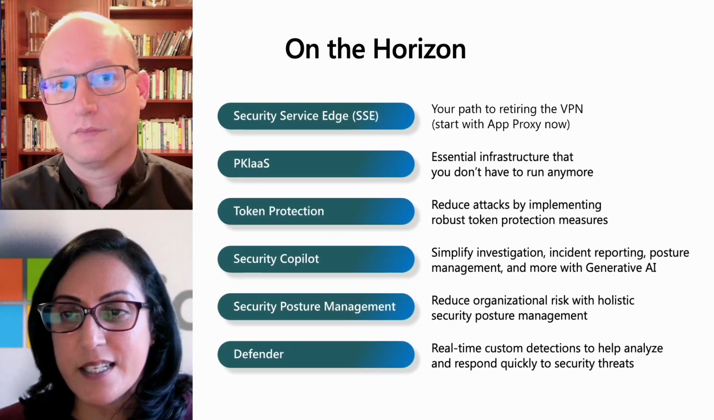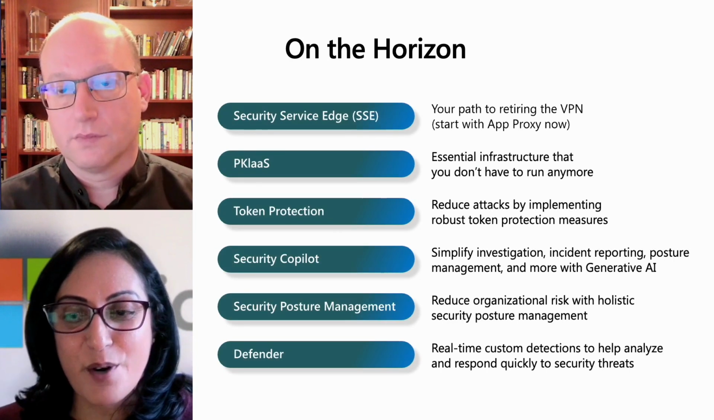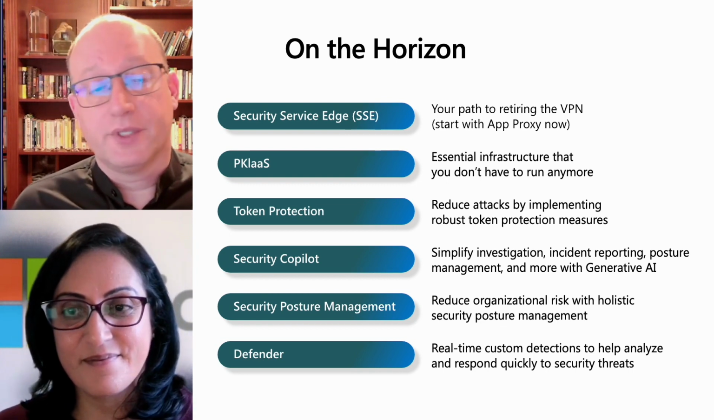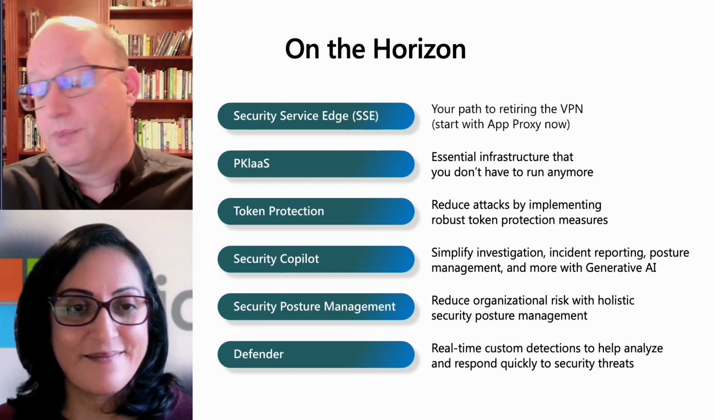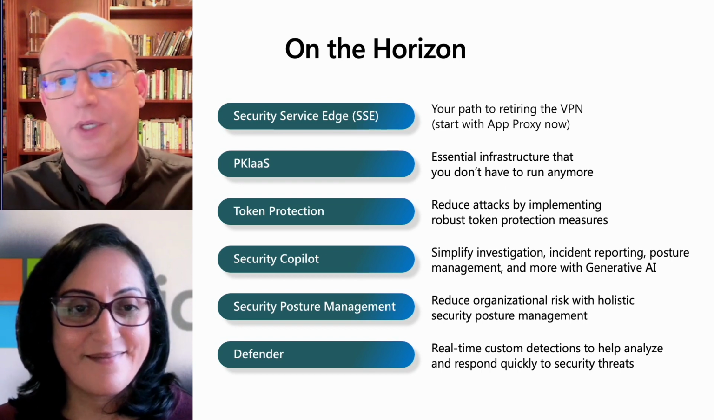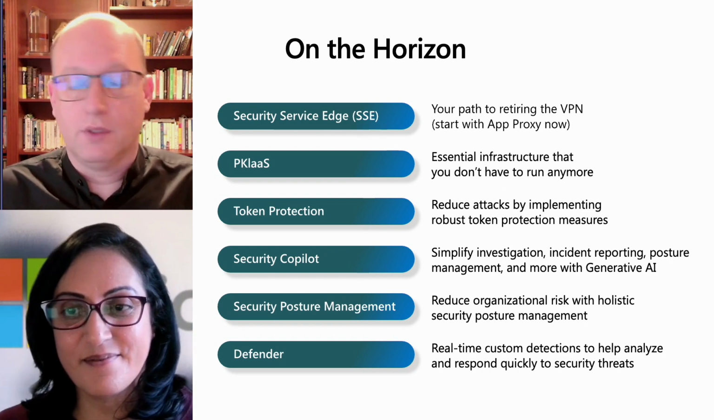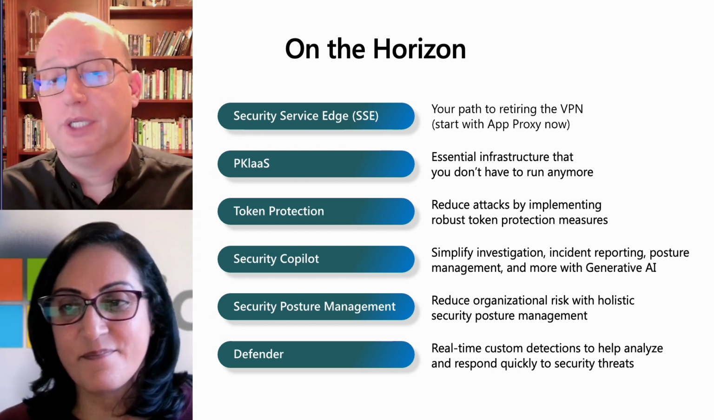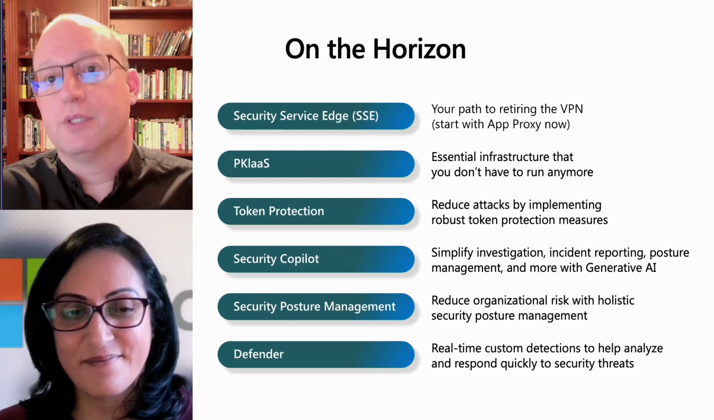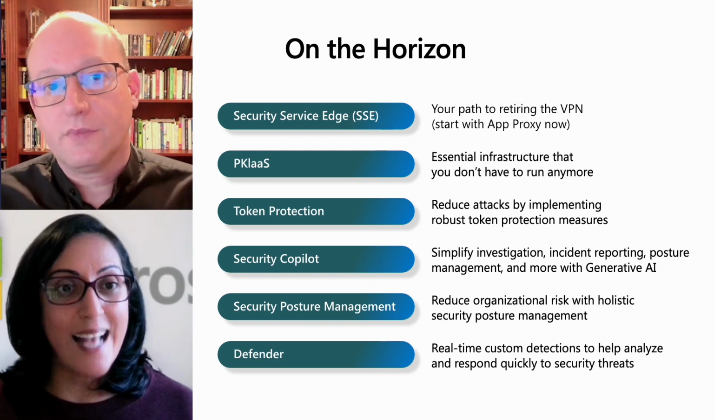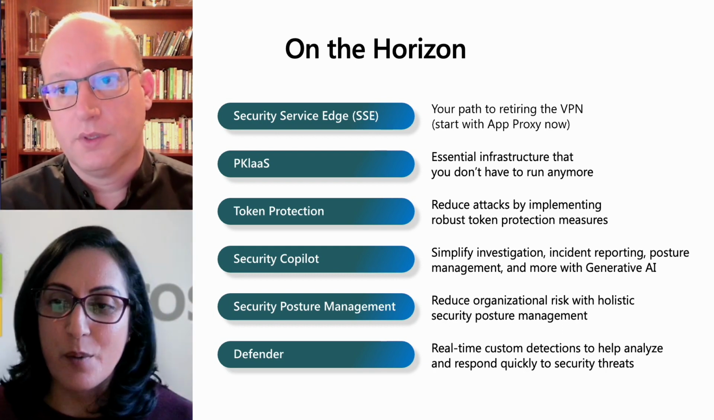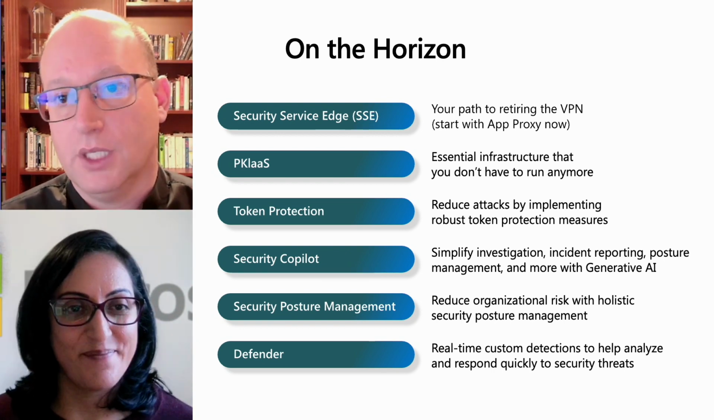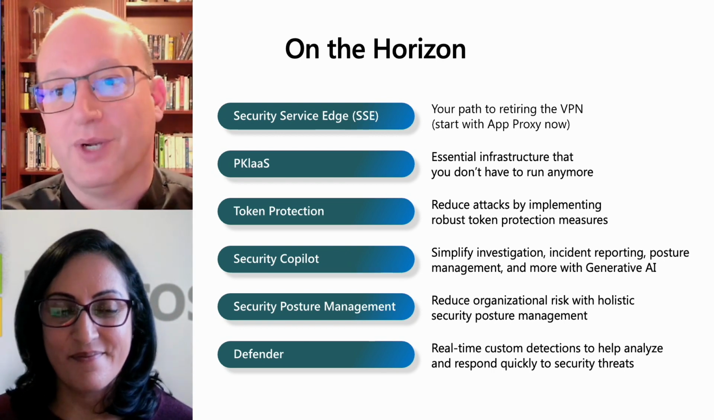So let's talk about Security Service Edge. That's our innovation approach to help you get rid of your VPN. And then PKI as a service very simply gets a lot of those PKI use cases done using cloud infrastructure, so that you don't have to run and set up all of the complexity and keep it secure, which is very, very difficult and challenging. So much better to use cloud-based solutions for that. Token protection, as that is a rising attack vector, you have the option of implementing robust token protection measures as part of that. Yeah, I love that because we're definitely seeing a rise in those attacks.